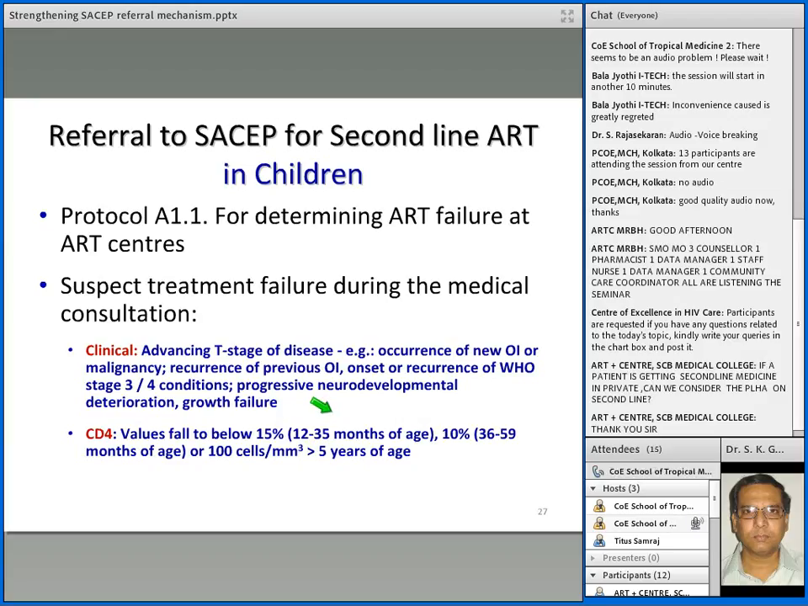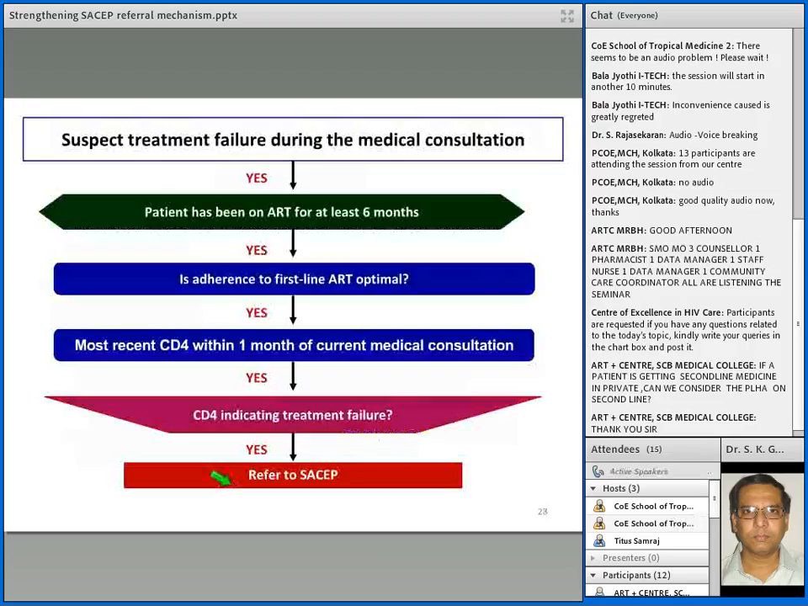Additional points in children can indicate a treatment failure clinically. And if you look at the CD4 count in children below 3 years, or between 12 to 35 months of age, if the CD4 percentage falls below 15%, that should be a trigger of failure. In case of a child between 2 to 5 years, 36 to 59 months of age, it's less than 10%. And in case of a child more than 5 years of age, if the absolute CD4 count is less than 100 cells per cubic millimeter, he or she, that child should be suspected to have an immunologic failure and referred for virologic confirmation.